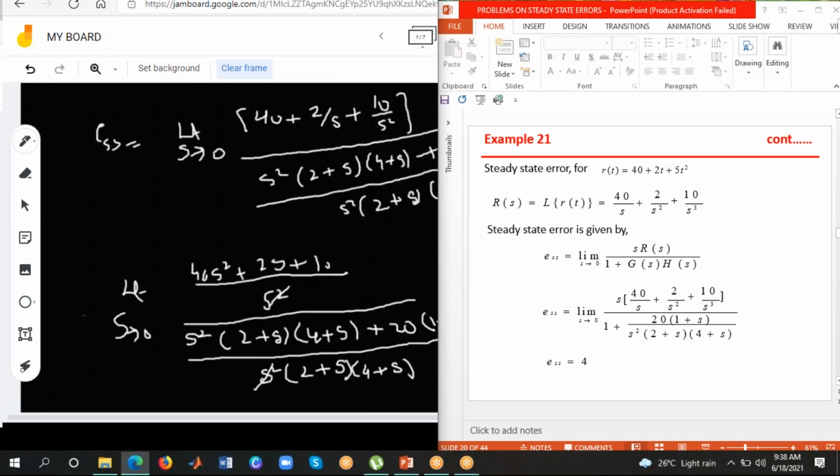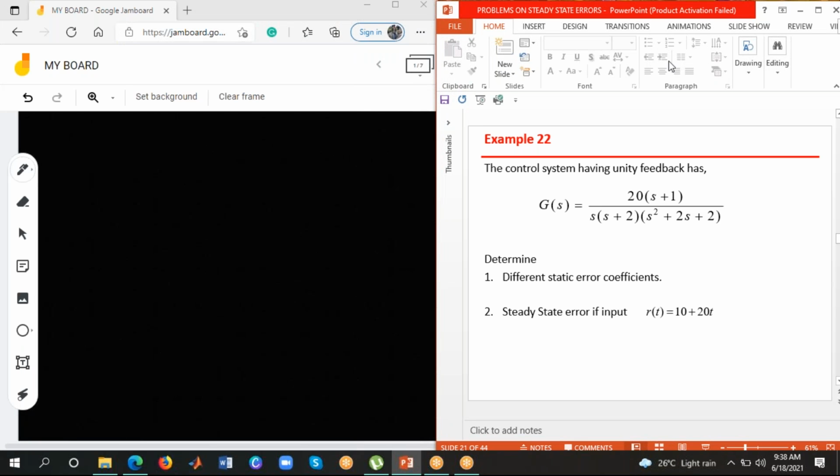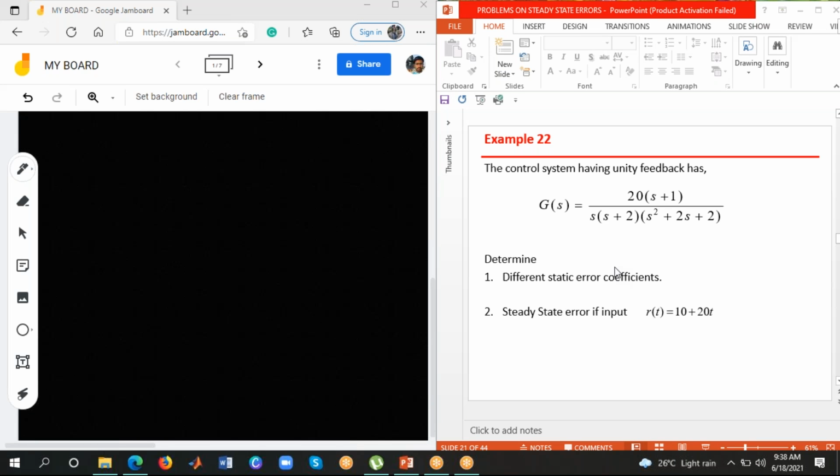Let's see the next problem. This is the last problem in this class. The control system having unity feedback has G of s is equals to 20 into s plus 1 divided by s into s plus 2 into s square plus 2s plus 2. Find the different static error coefficients and steady state error. First find the error constants KP, KV and KA.